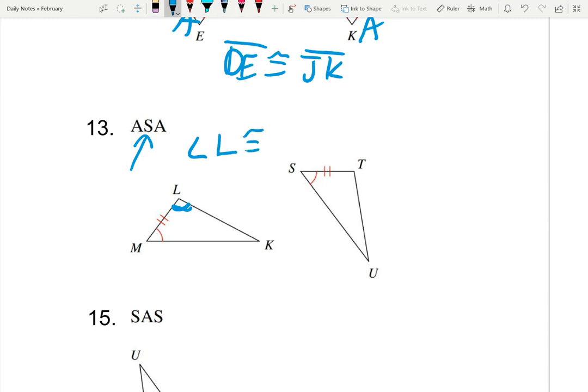is congruent with, and let's look at the other one. Remember, the side has to be between the two angles, so this one's going to have to be angle T, because then we have that side sitting between those two angles. And you have angle, side, angle. So it's going to have to be angle L congruent with angle T.